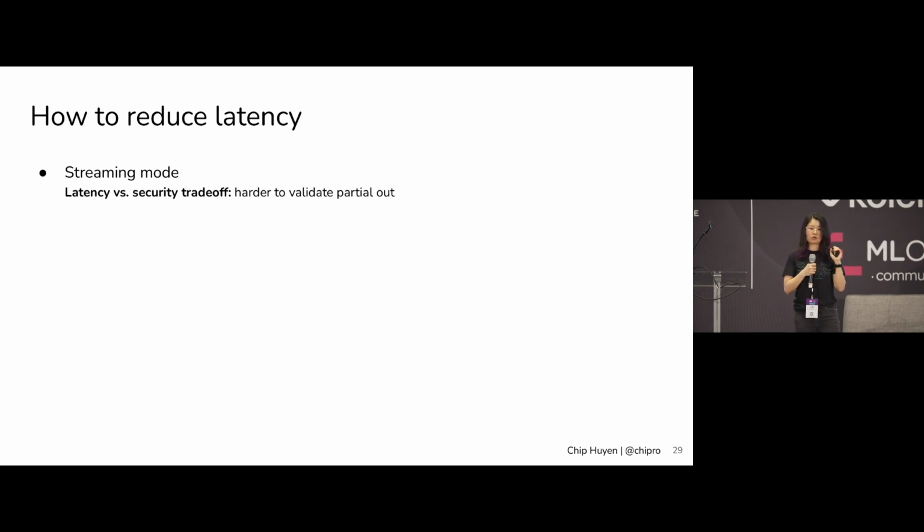However, it comes with a trade-off, which I think of as security versus latency. The reason is that while it can get users to see the response faster, it also makes it harder to validate the response, because now you just show it to the user before you can validate whether the response is safe or is good.